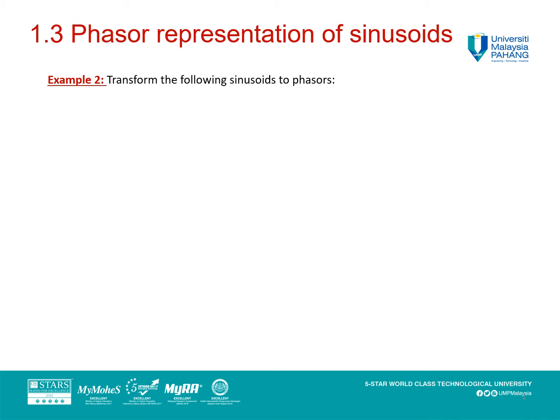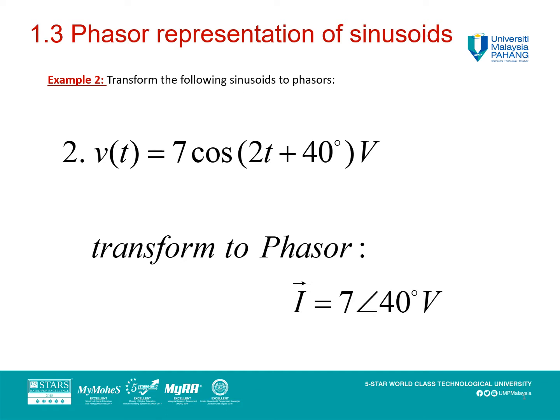Okay, we continue, students. Example: transform the following sinusoid to a phasor. You have v(t) = 7 cos(2t + 40 degrees). Transform to phasor directly. You get the amplitude as your magnitude and the phase angle as your phasor angle.